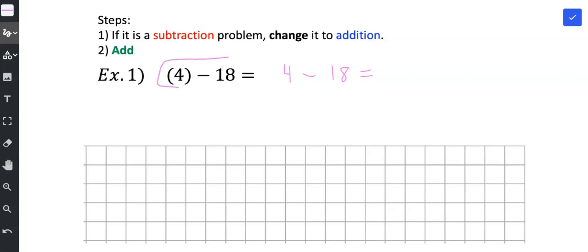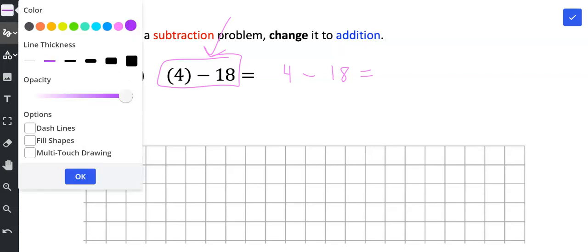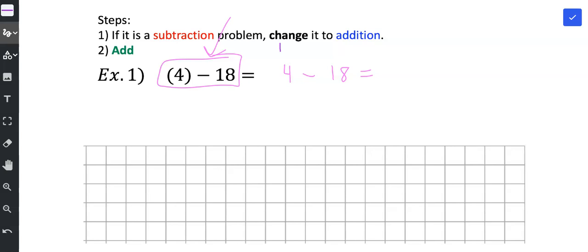Now, I don't like to complete my changes on the original problem because I still want to be able to read the original problem. Then I'm going to change over to a new color, and I'm going to show that I'm keeping, changing, changing. So we're going to keep the minuend, change the subtraction to addition, and then write the additive inverse of the subtrahend. So if it was an 18, it becomes a negative 18. So then from here, the problem reads 4 plus a negative 18.